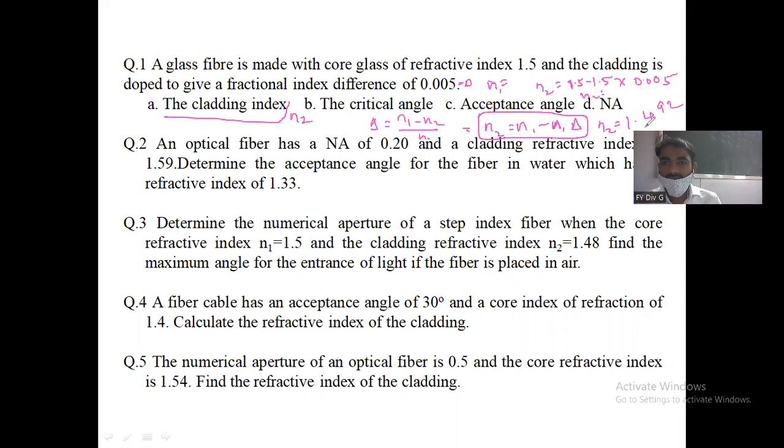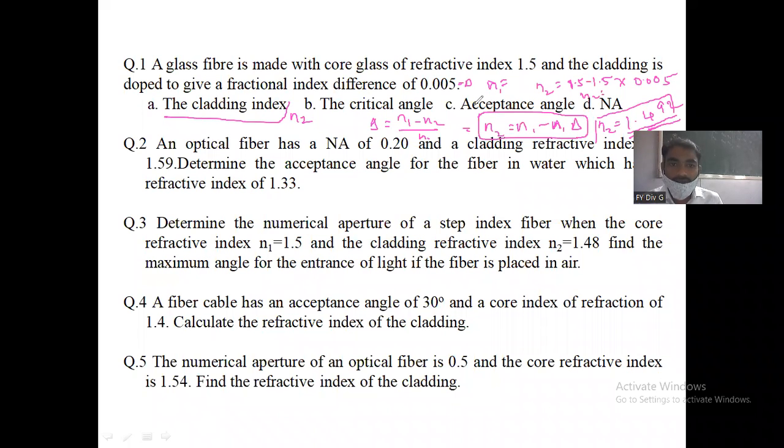Please calculate and see whether everyone's answer matches. Yes, sir. Okay. The refractive index of the cladding region, that is N2, is equal to 1.492.